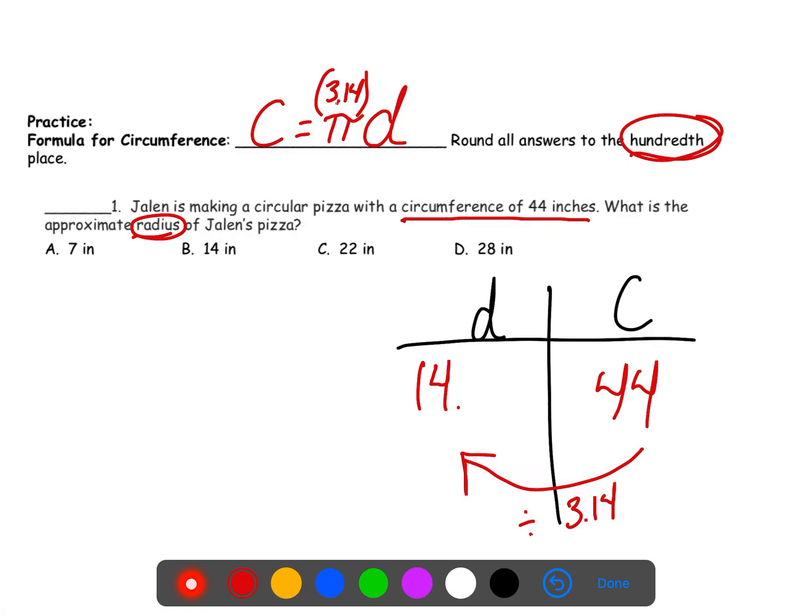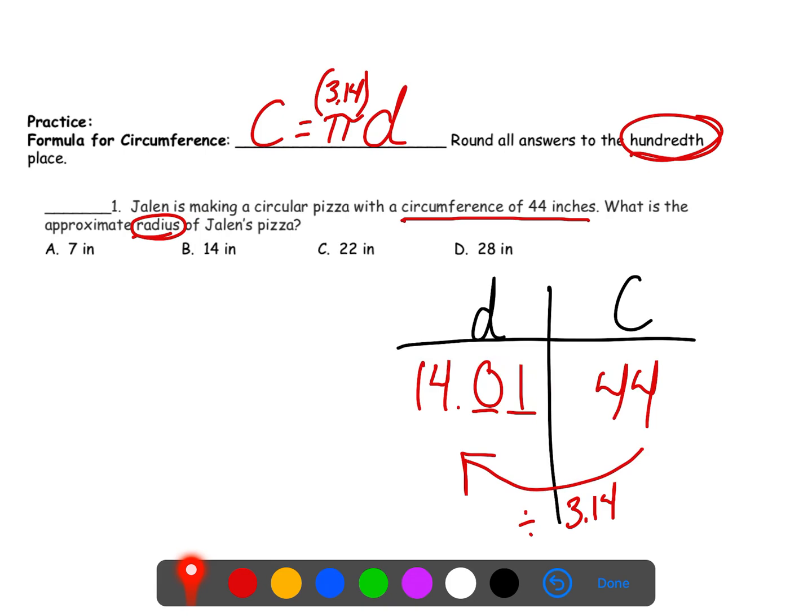14.012. Now, I only want 2 place values there, so I'm going to look at that third decimal place and decide if this should round up or stay as it is. So I have 0, 1, and that third number is a 2. 2 isn't enough to tell me to round up to 0.02, so I'm just going to get rid of it. That's rounded to the hundredths place.